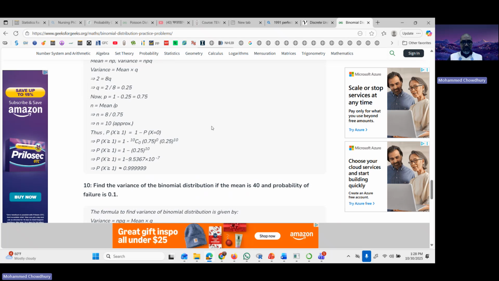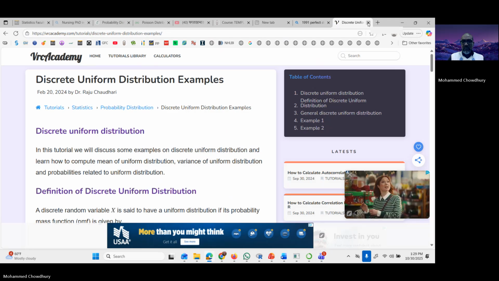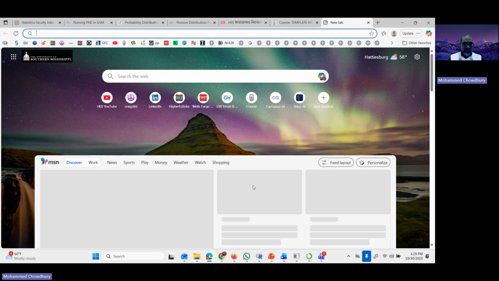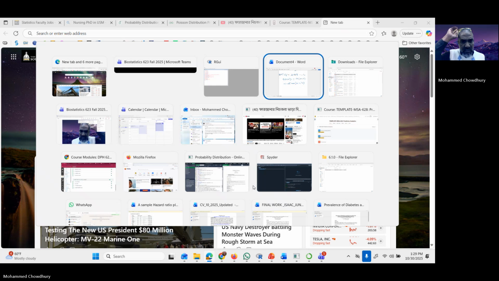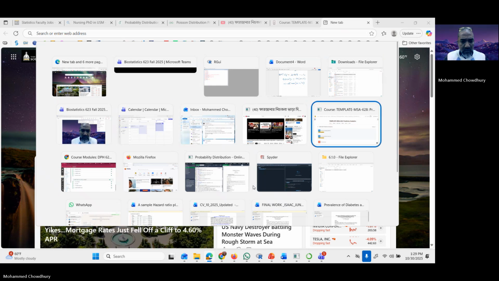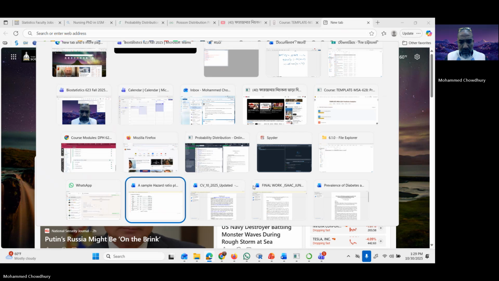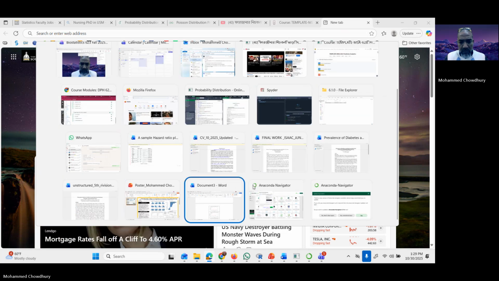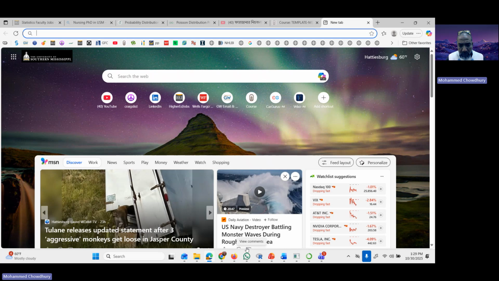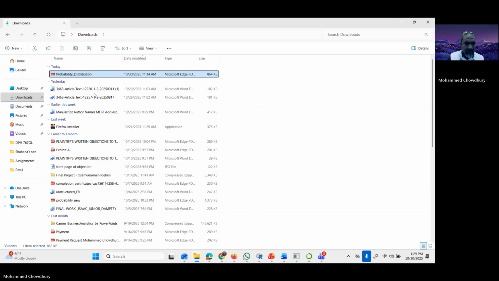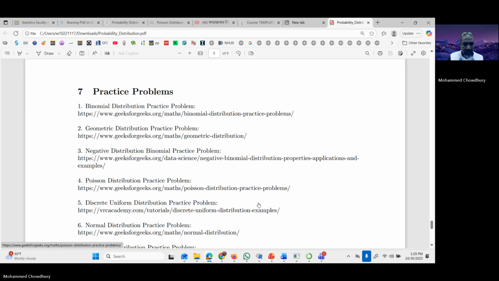Okay, so now let me close these things. I want to now go to another, where is my probability? Okay, let me go there. Geometric distribution, okay?